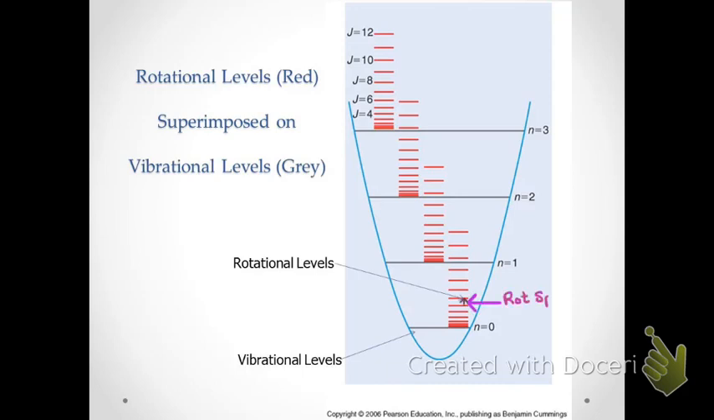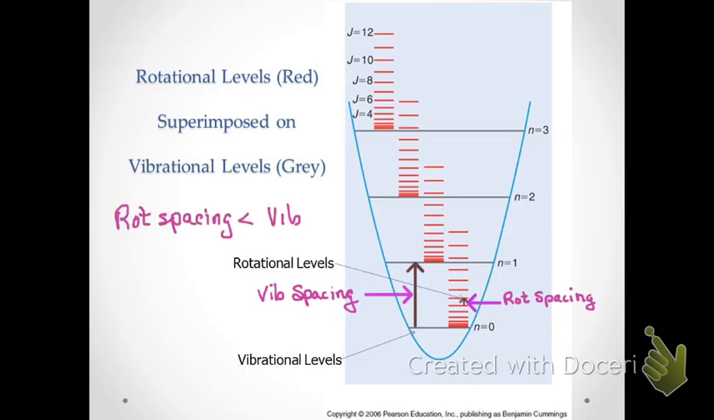If we take a look at the spacing between the energy levels, we have this arrow here representing the spacing between the rotational energy levels. On the other hand, it's obvious that the spacing between the vibrational energy levels is represented here. And from this, it's clear that the rotational spacing is much less than the vibrational spacing.